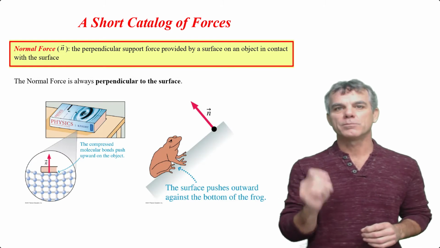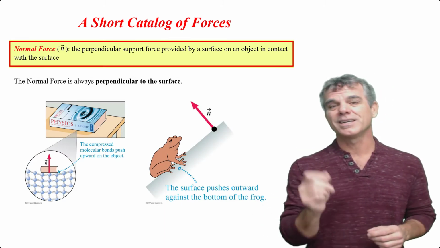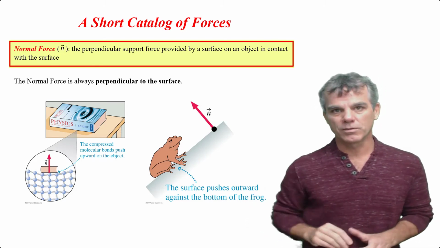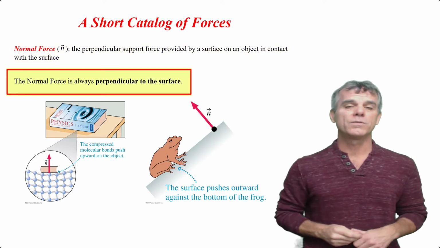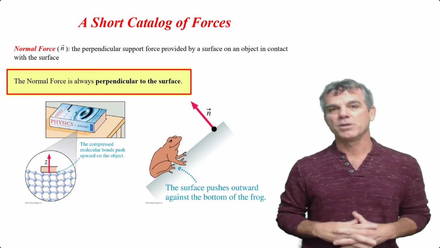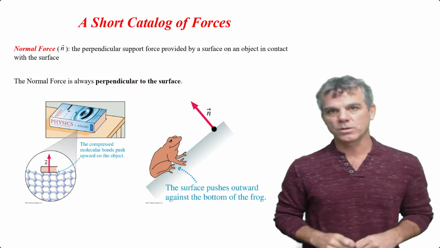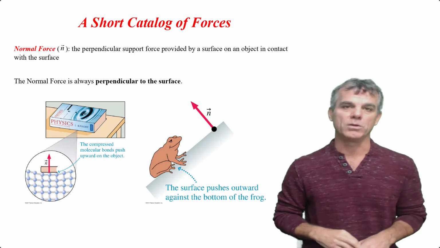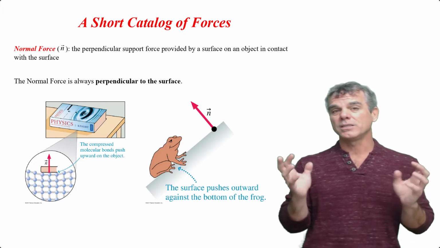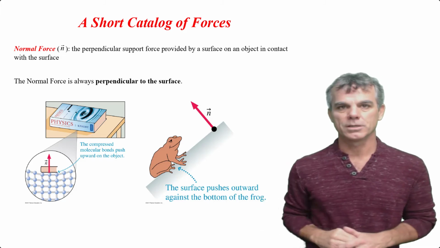The normal force is the perpendicular support force exerted on an object by a surface in contact with the object. We're going to use the symbol N to represent the normal force, and the direction of the normal force is always perpendicular to the surface. So for example, if I have a book sitting on a table, the table exerts an upward force which is perpendicular to the surface of the table. Or if I have a frog sitting on an inclined plane, the plane is exerting a normal force perpendicular to its surface on the frog.